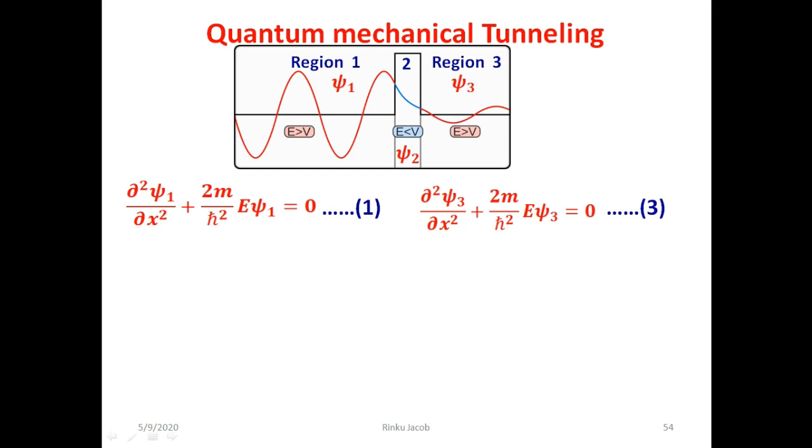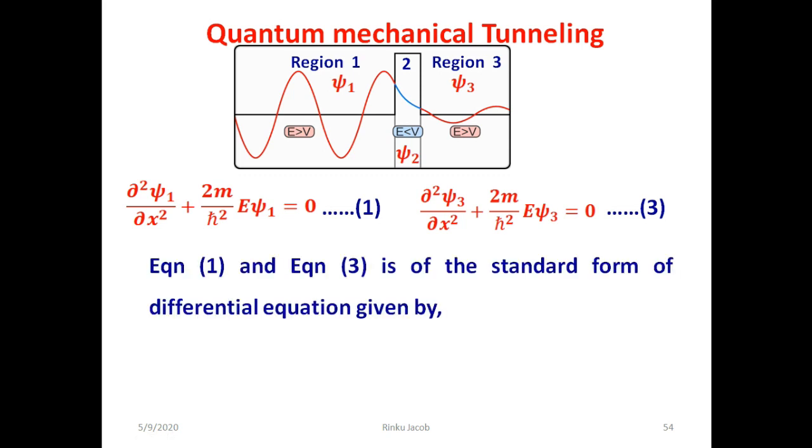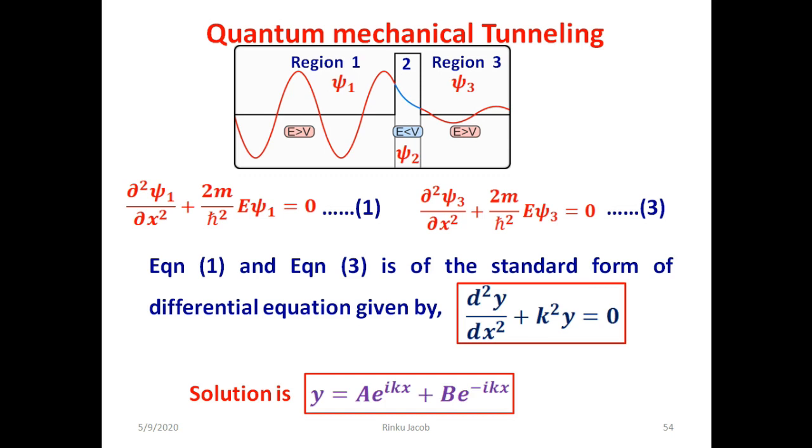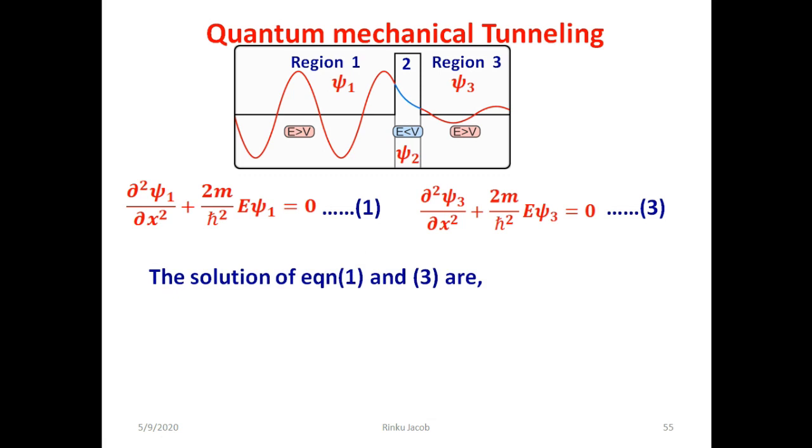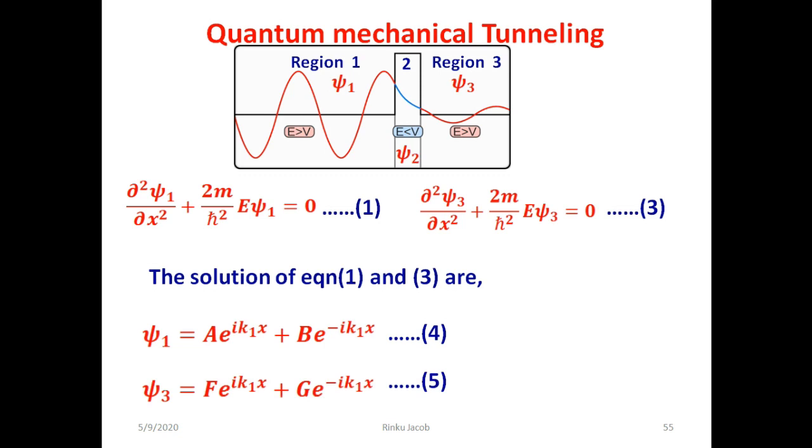The time-independent Schrodinger equations given by equation 1 and equation 3 are of the standard form of differential equation given by d²y/dx² + k²y = 0. And the solution for this equation is given by y = A e^(ikx) + B e^(-ikx). So the solution for equation 1 can be written as ψ1 = A e^(ik1x) + B e^(-ik1x), that is equation 4. And the solution to equation 3 is ψ3 = F e^(ik1x) + G e^(-ik1x), that is equation 5, where k1 = square root of 2mE by ħ².